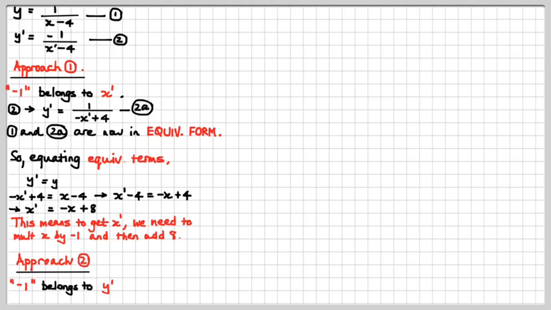Now, approach 2, make the minus 1 belong to the y. So what we're going to do there is we're going to go up here, and we're going to multiply both sides of this equation by minus 1. Yes, I've just done that. I've multiplied both sides of equation 2 by minus 1, and I've called it 2b. So now the minus 1 has appeared as affecting the y term. The y term, right? And I've got a 1 here, which is the same form as what I had in the original equation. So now we're cooking along nicely, and they're in equivalent form.